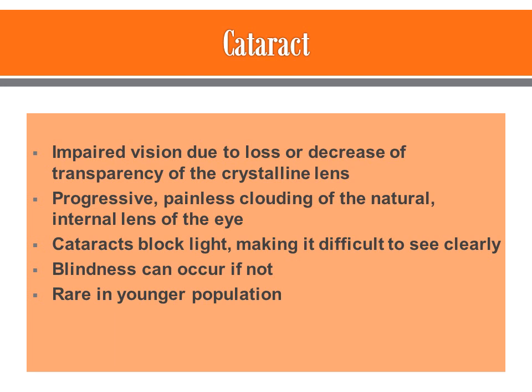So cataracts do impair the vision due to loss of the transparency of the lens, and there's progressive and painless clouding of the natural internal lens of the eye. So it can block light, making it difficult to see. And then there's blindness, which can also occur.